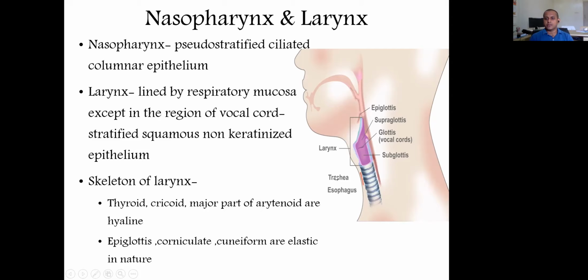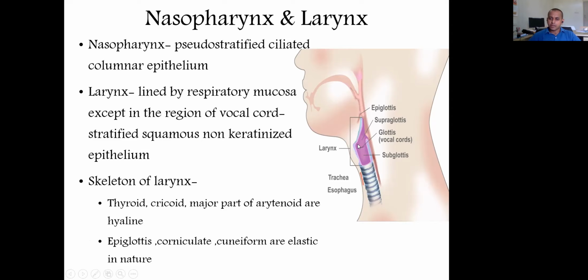We will be studying them again later. This point has to be noted: the epiglottis, corniculate, and cuneiform are elastic, while thyroid, cricoid, and arytenoid are hyaline cartilage. So when we see the sections of this, you will see those cartilages in its core, having hyaline or elastic cartilage nature, right?